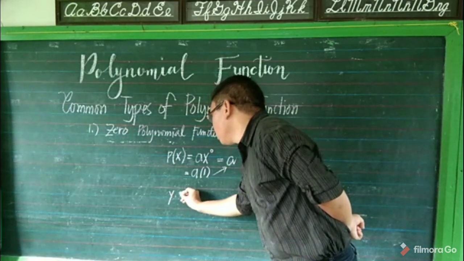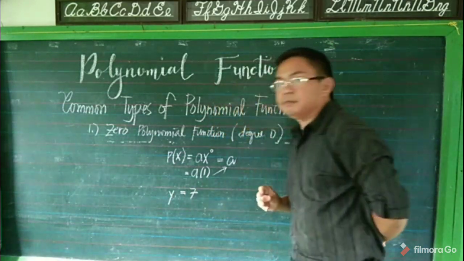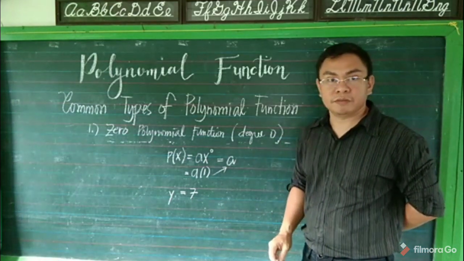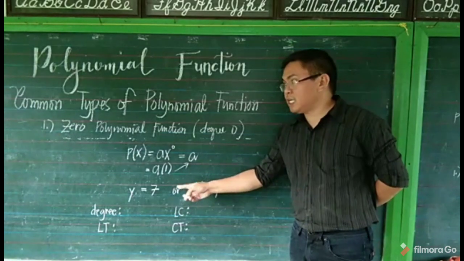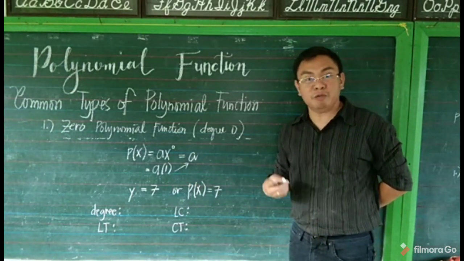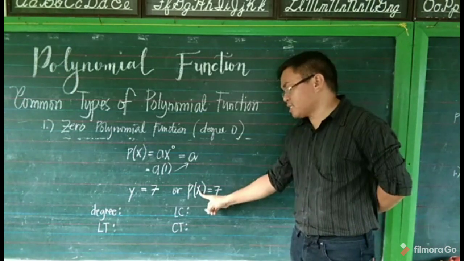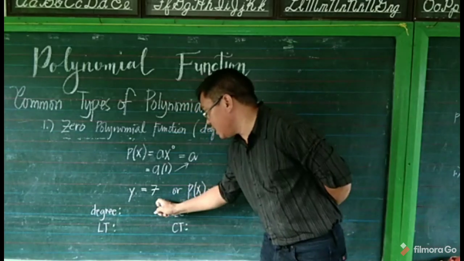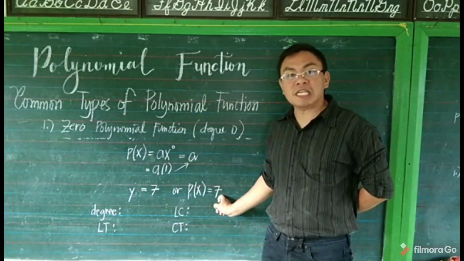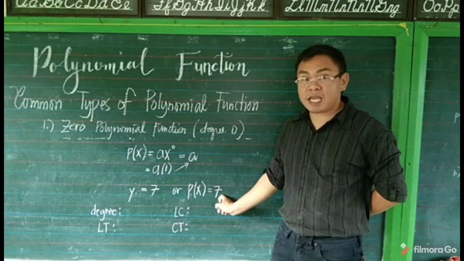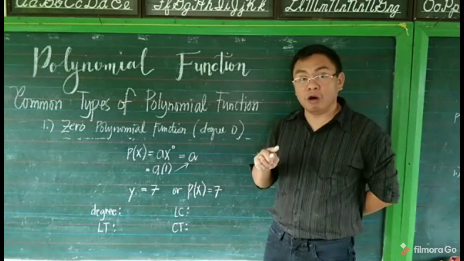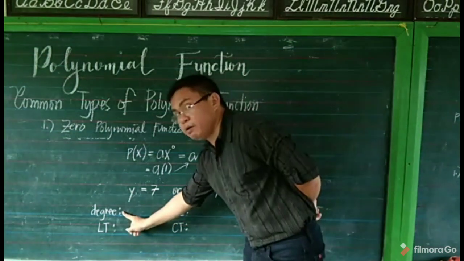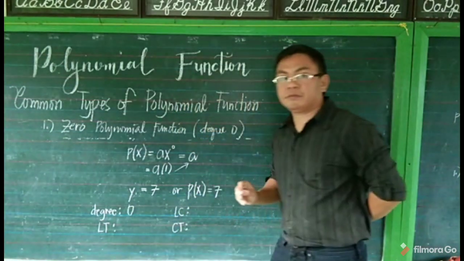y is equal to 7. So this is an example of a zero polynomial function. y is equal to 7 is an example of a zero polynomial function, and it can be written also in the form p of x is equal to 7. So what is the degree in this example? You don't see a variable beside it. That means there is actually a variable but raised to the exponent of 0. Therefore, your degree here is 0.